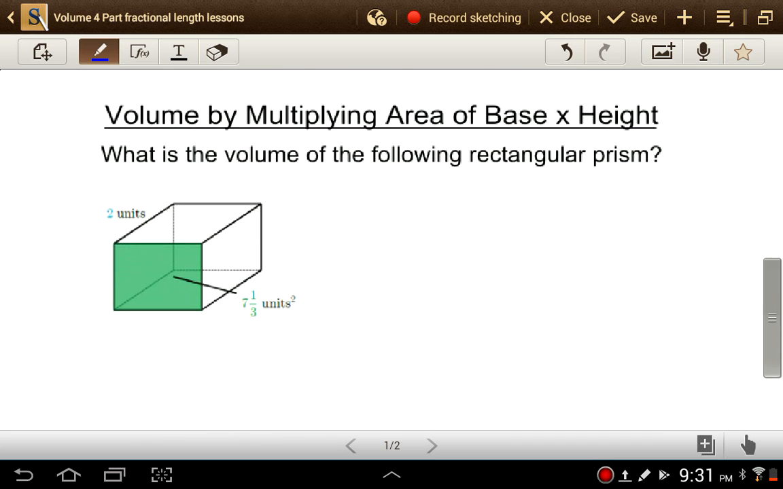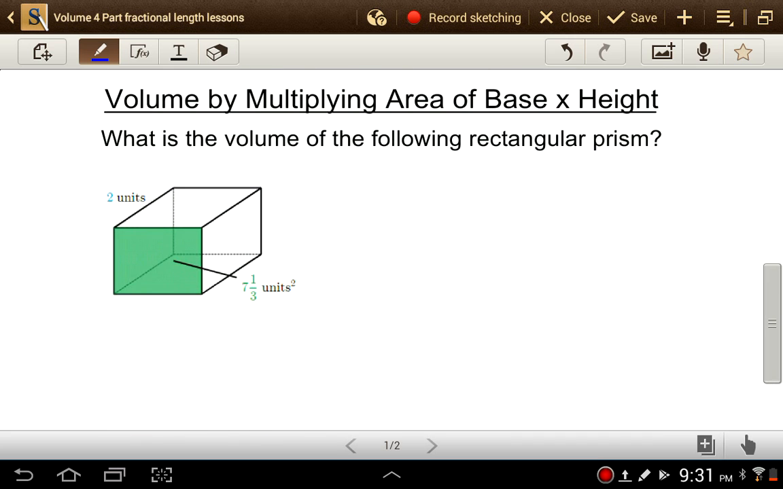Now let's talk about volume by multiplying the area of a base times the height. So the area of a base times the height, I want to know what the volume of this rectangular prism is. Now, instead of doing length times width times height, because I don't know the length times width times height, I have to use a different formula. And that formula is going to be volume equals area of the base times the height.